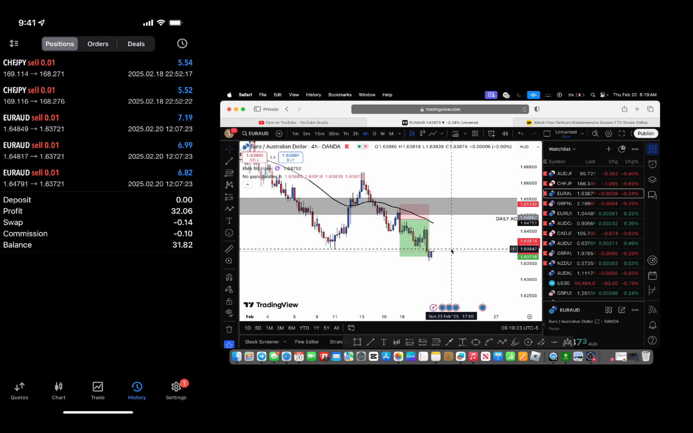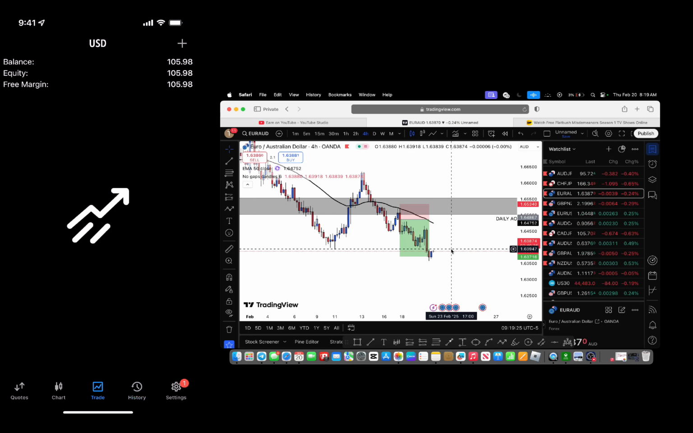I ended the week with about $32 in profit, so I started the account off with about 75 or around 74, and now I'm up to 105 in my account balance. So that's good for the week. I made more than 30% in the week.